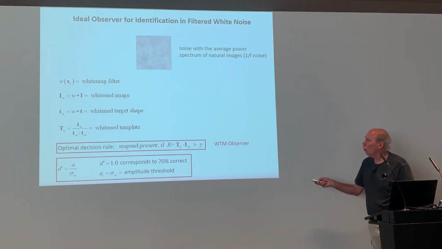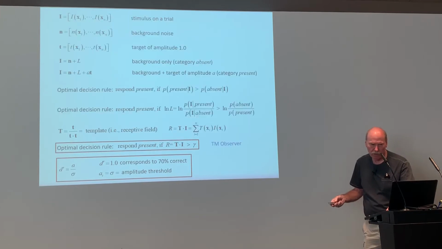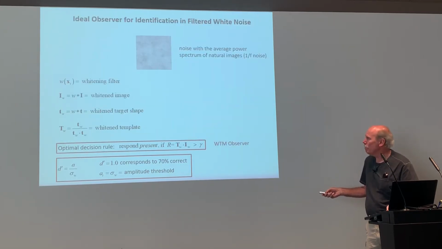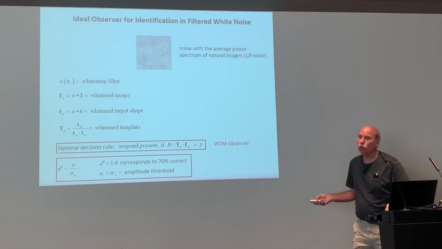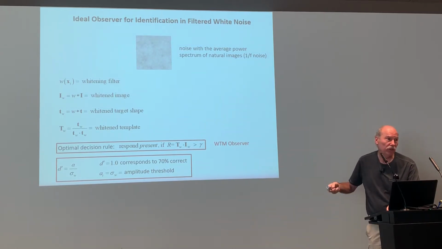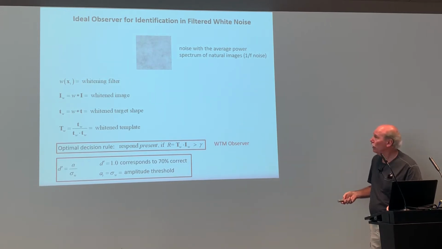And this is called a whitened template matching observer. We'll just call this the template matching observer. Okay? And so you might ask, well, okay, that's a bunch of fancy stuff to do. Is it really necessary? How bad do you do here if you just ignore that and just stick with your receptive field that looks like your target?